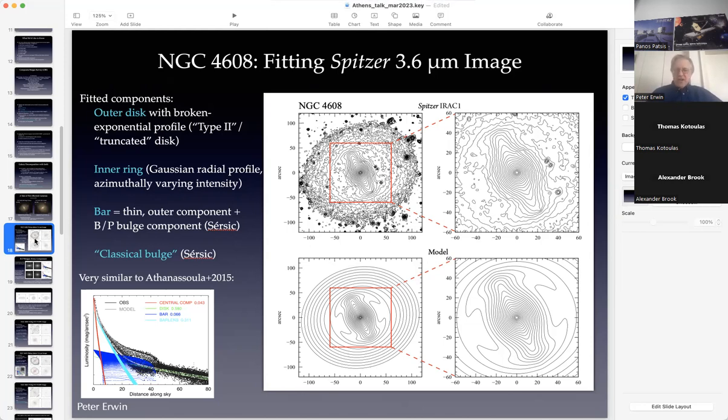There is an inner ring, which forms this partial ring shape here. There is a bar, which is actually a 2-component system, which I'll discuss in the next slide. And then finally, there's a very round Sersic component, which we're naively calling a classical bulge at this stage. And I will note that this decomposition is actually really similar to one that was done by Athanassoula et al. 2015 for a K-band image.